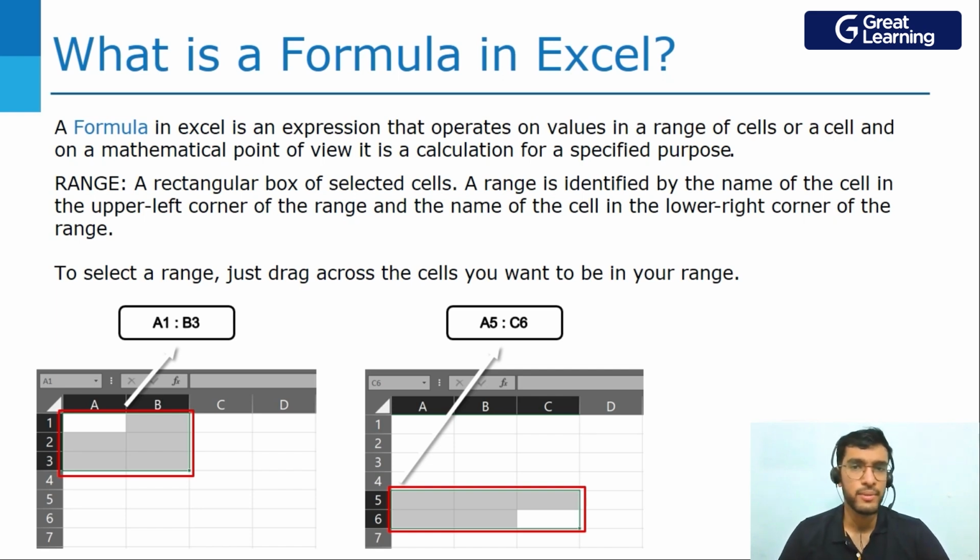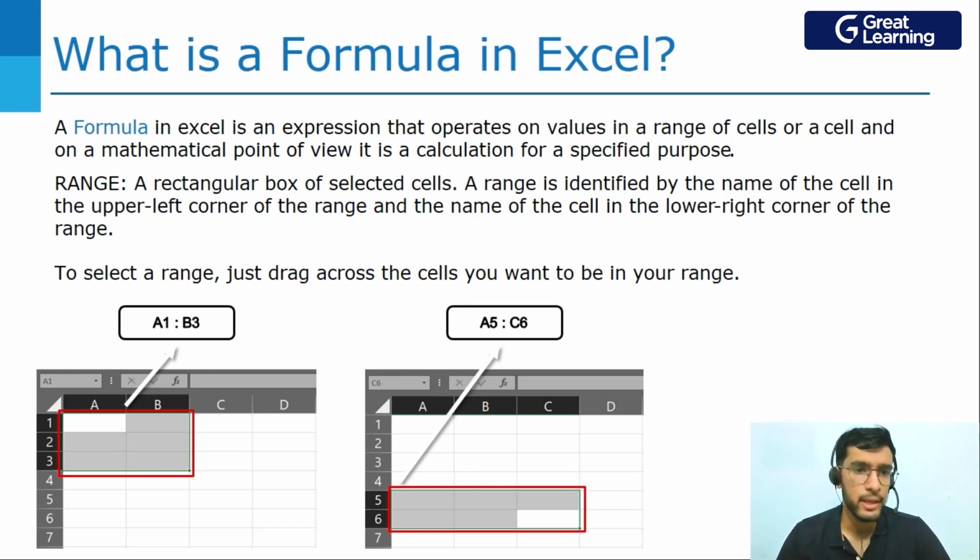Because we all have been exposed to loads of formulas right from our school days. But to understand a formula in Microsoft Excel, you also need to understand what is a range. So what exactly is a range? A range is simply a rectangular box of selected cells. If I take the example of the snapshot provided, you can see a red highlighted box, and that is exactly a rectangular box of selected cells.